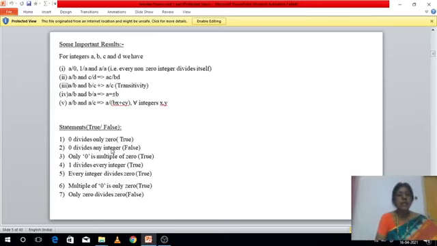0 divides any integer. Is that so? See the second one. Suppose the integer is 4. 4 divided by 0, is it possible? No, that gives infinity. Only 0 divides 0. 0 divides no other integer. So the answer is false.